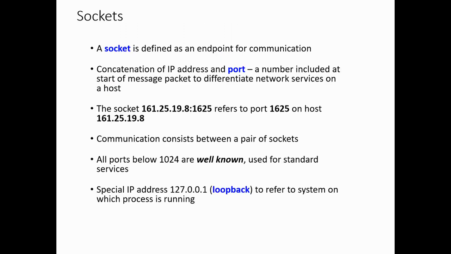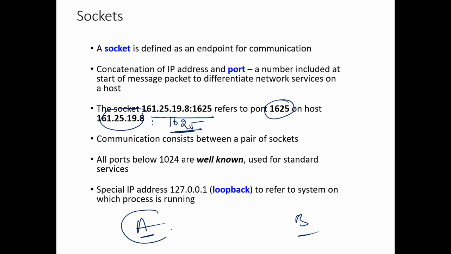Let's have a look at a socket. As I said, let's take both A as well as B. A and B are endpoints. One is going to be a source, one is going to be a destination, or it can be vice versa too. So how am I going to make sure that B gets identified and A gets identified? Only with the help of sockets. I'm going to have a socket called 161.25.19.8:1625, where 1625 refers to the port on the host IP address. At that particular socket, I'm going to have this.